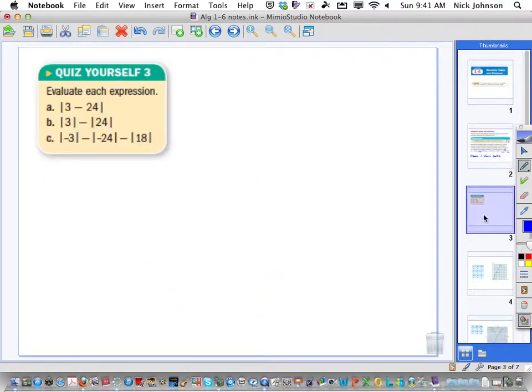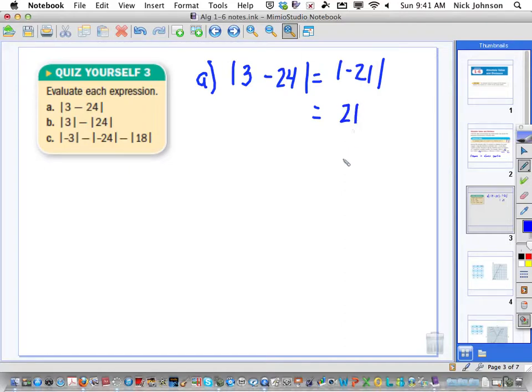So quiz yourself 3. Evaluate each expression. Well, if you look at A, there's some math that we have to do first inside before we can take our absolute value. You have to treat these like parentheses. So you do what's inside first, and then you can take your absolute value. So what's 3 minus 24? You all should be telling me a negative 21. Well, what's the absolute value of a negative 21? It's a positive 21.